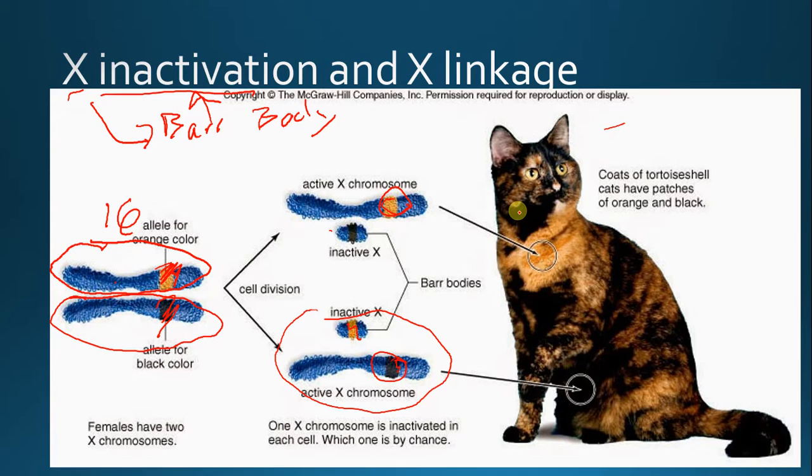And you can see where those cells migrated to around their body, because you can see the different patterning of where orange and black is. That's why the black and the orange will be in clumps, because those cells divided together. They came from common parents. Pretty awesome.